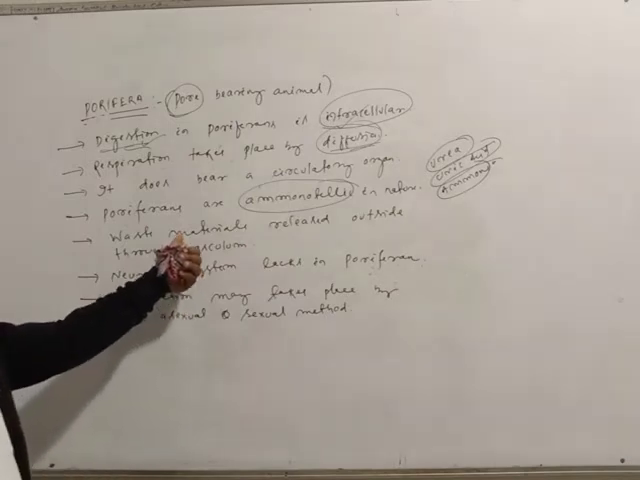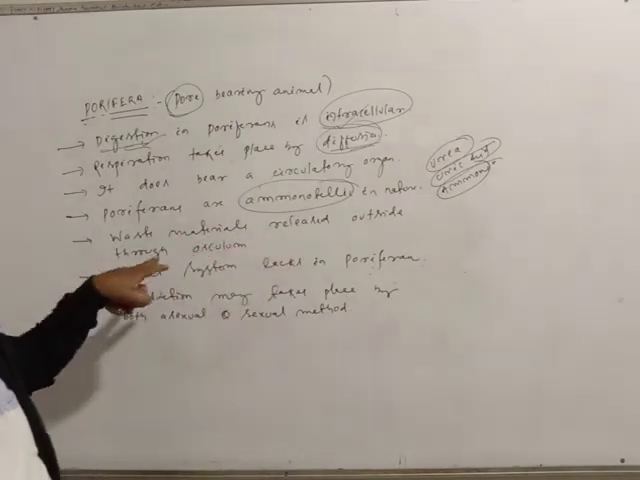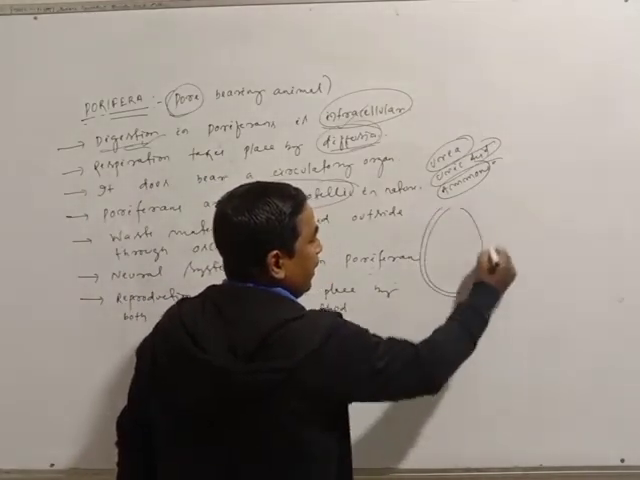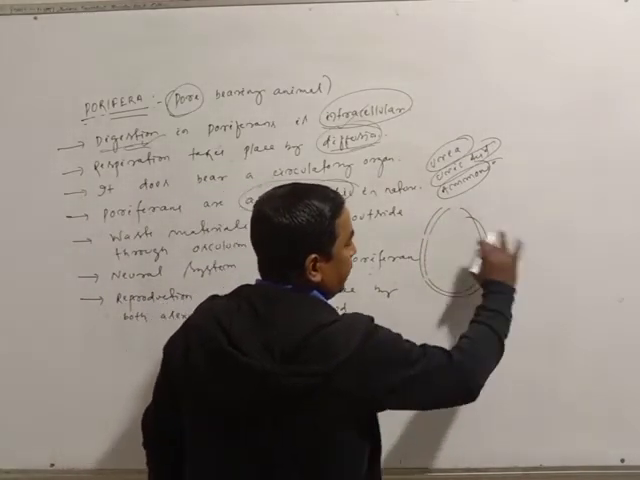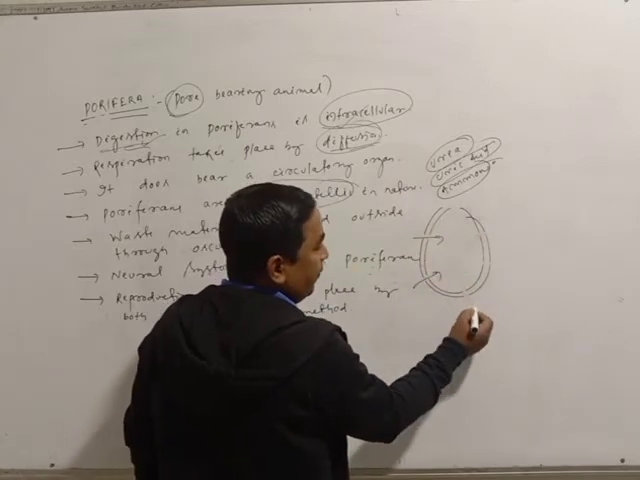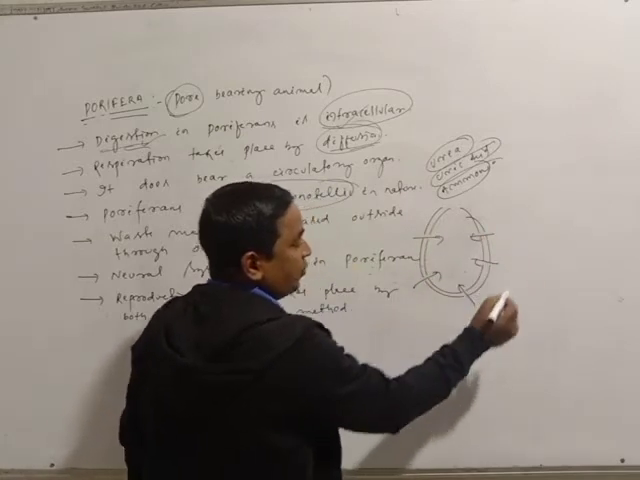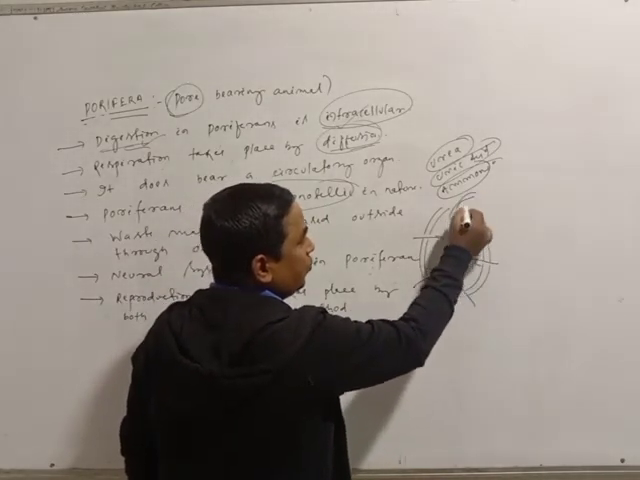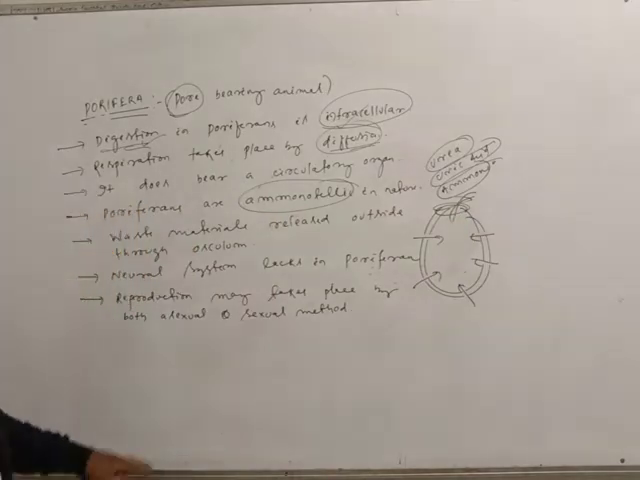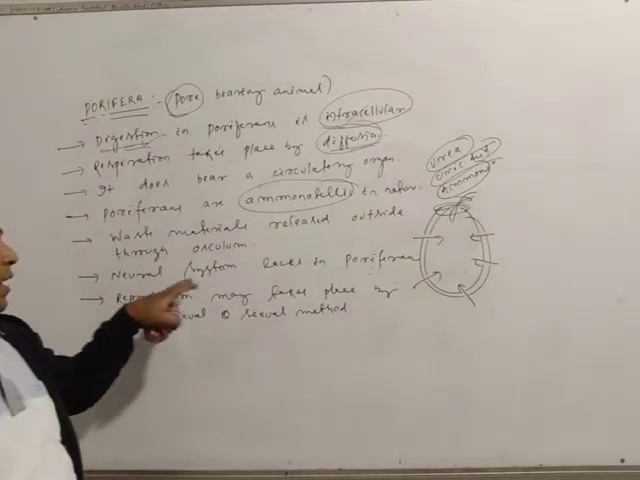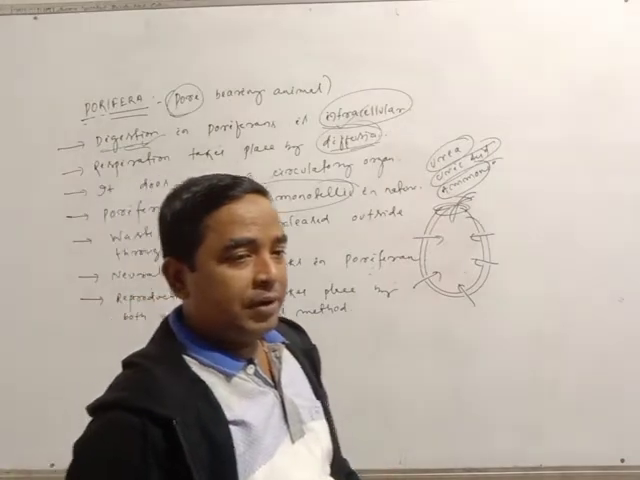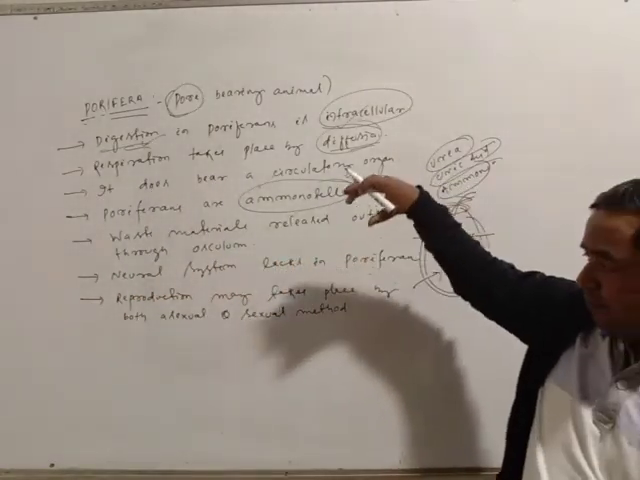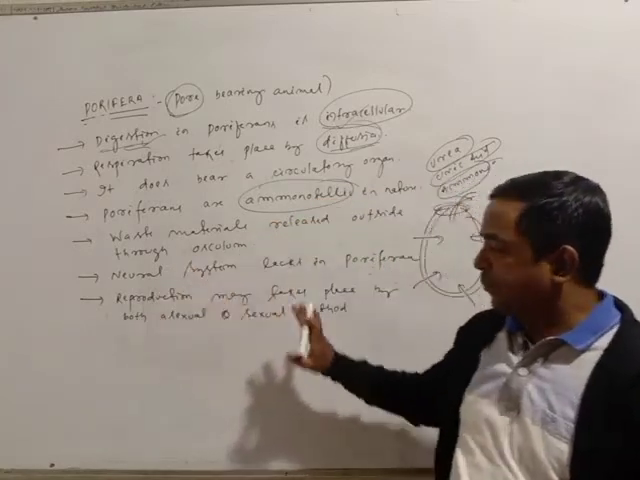Next, waste materials are released outside through the osculum. See, osculum means, if this is the structure, these are your different incurrent canals which enter through your dermal pores, and waste materials will be released out. So this is your osculum. Now, the nervous system is lacking in porifera, so it does not contain control and coordination purposes, which means the nervous system is absent.